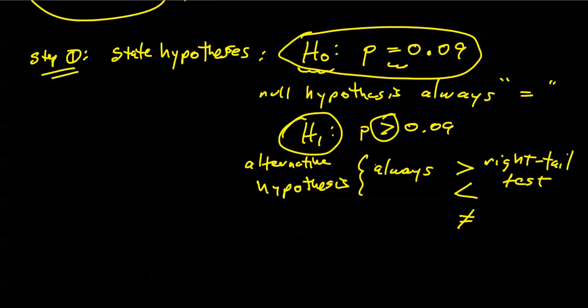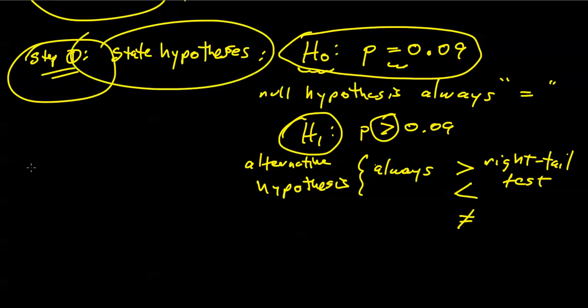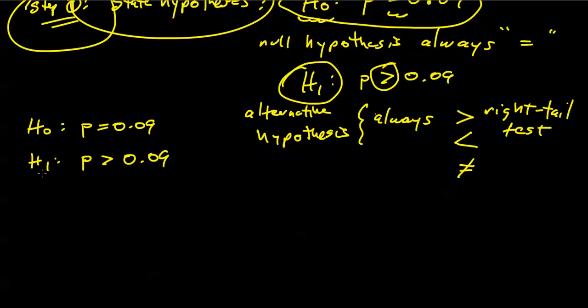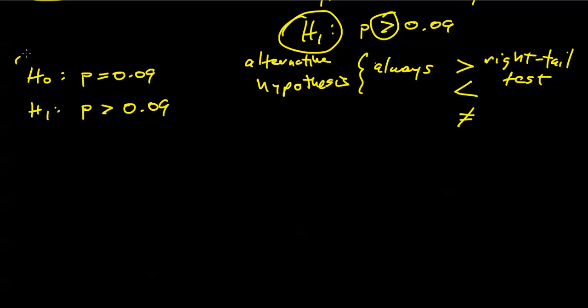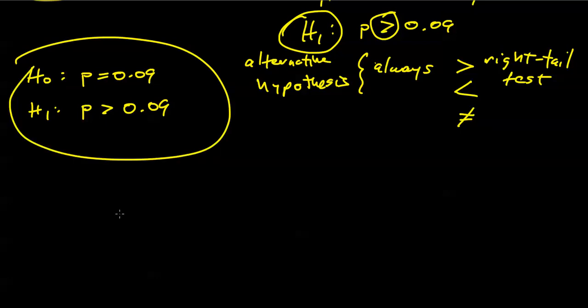Alright. So step 1, state the hypotheses. Let me do it again here. Here is the null claim that little p in this example is 0.09, and H1, the alternative claim, is that little p is greater than 0.09. Which of these claims is going to win the battle? Well, we'll see. So that's step 1, state the hypotheses. Step 2, find the p-value.